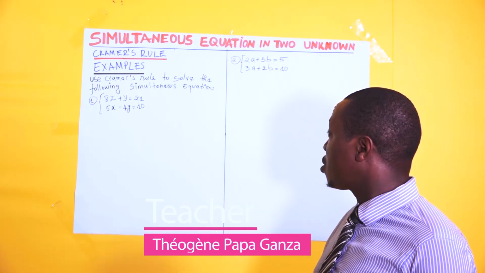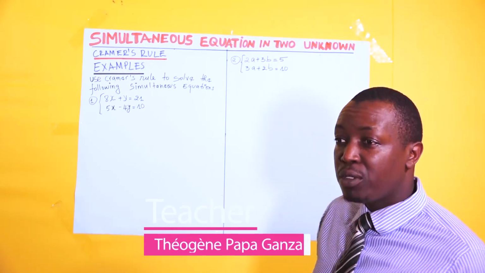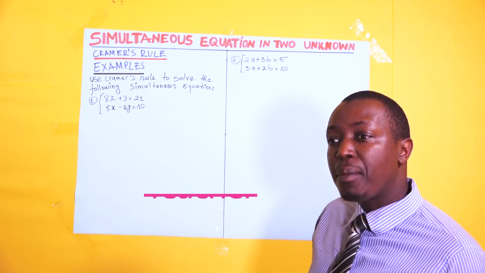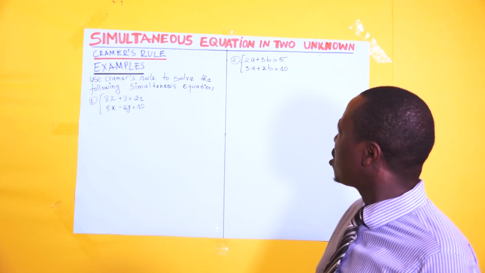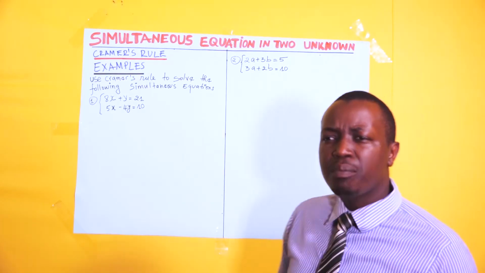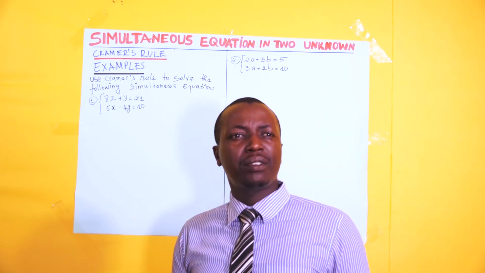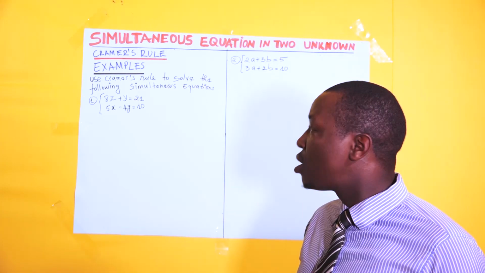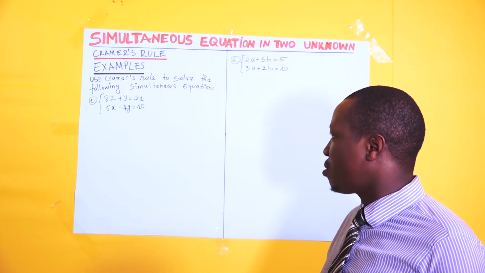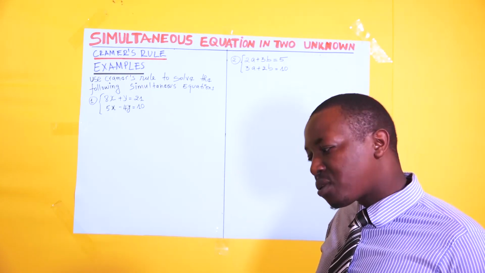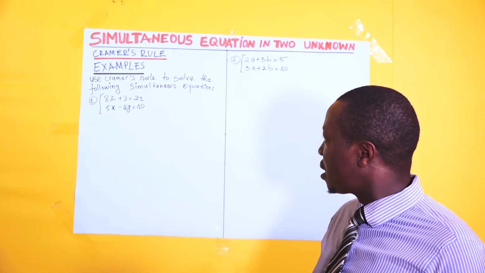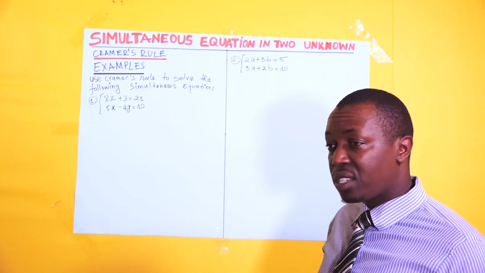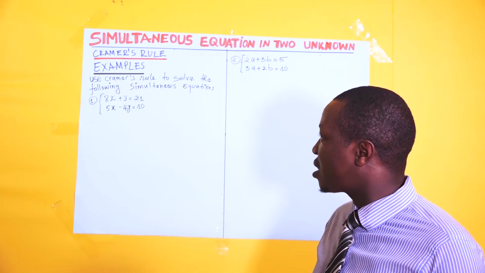Then today's topic, we are going to learn how you can use another method that we call Cramer's rule, right? And we are going to see some examples that can help us to understand well the way we can solve such a system. First of all, you have to get knowledge about determinants. And let us, without wasting our time, start with the first example.